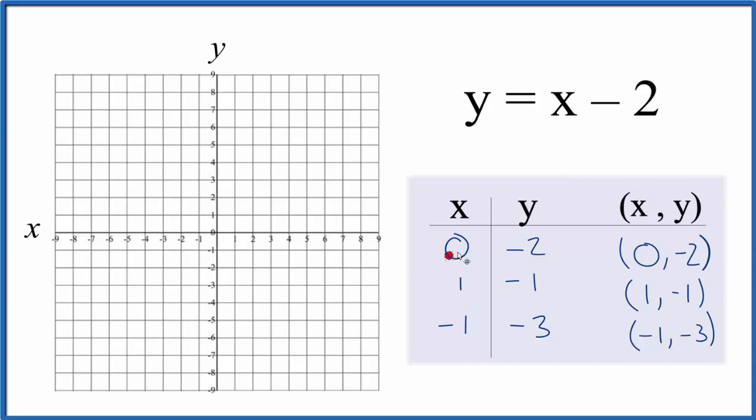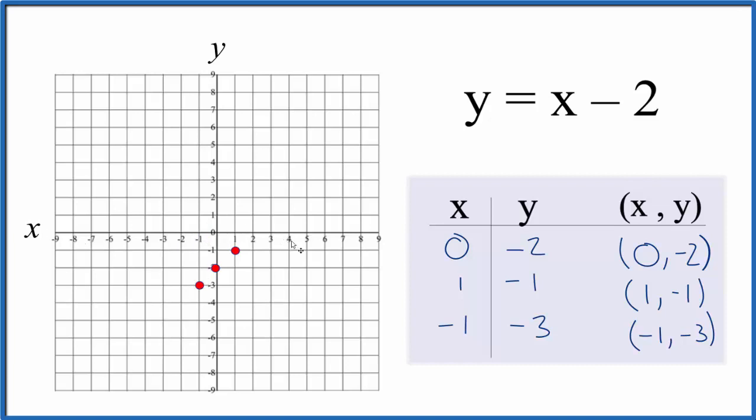Let's start with 0, minus 2. So we go to 0 on the x-axis. Then for y, we go down 1, 2. So that's our first point. Next, we've got 1, minus 1. So we go over 1 on the x, minus 1 on the y. And finally, we have x is minus 1 and y is minus 3.